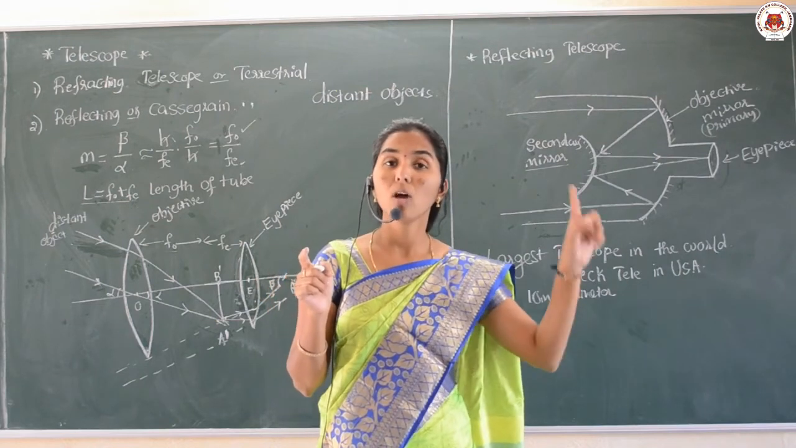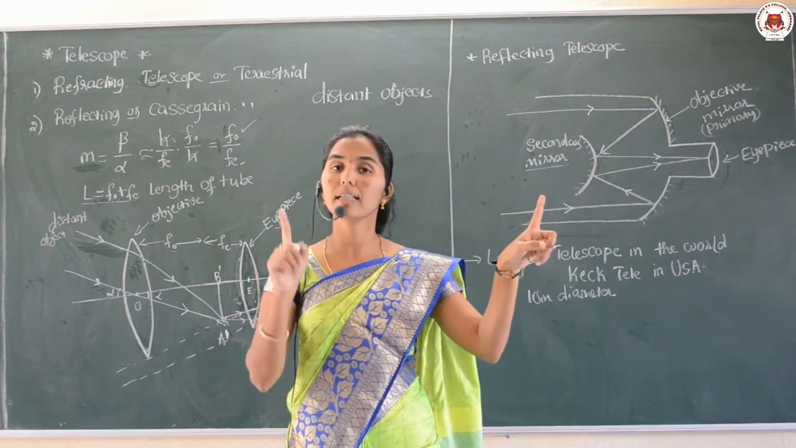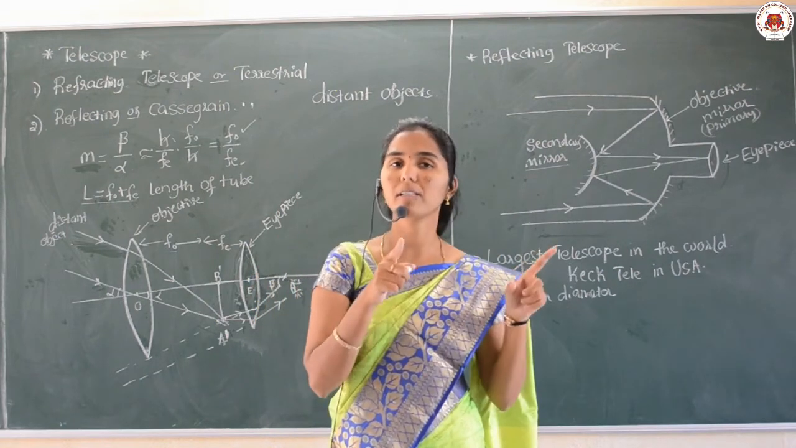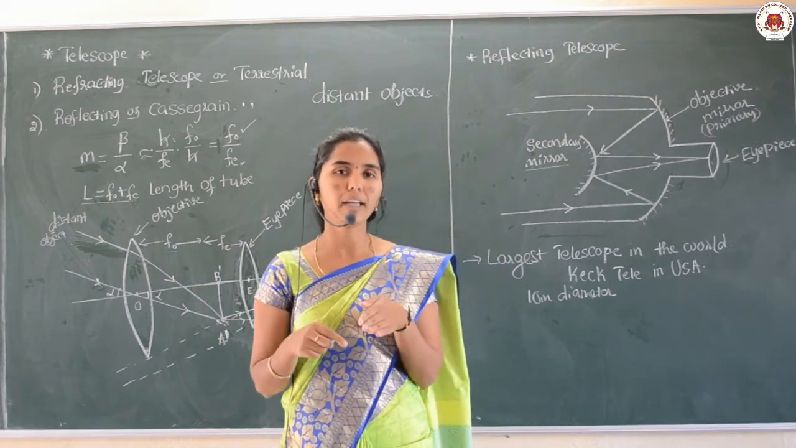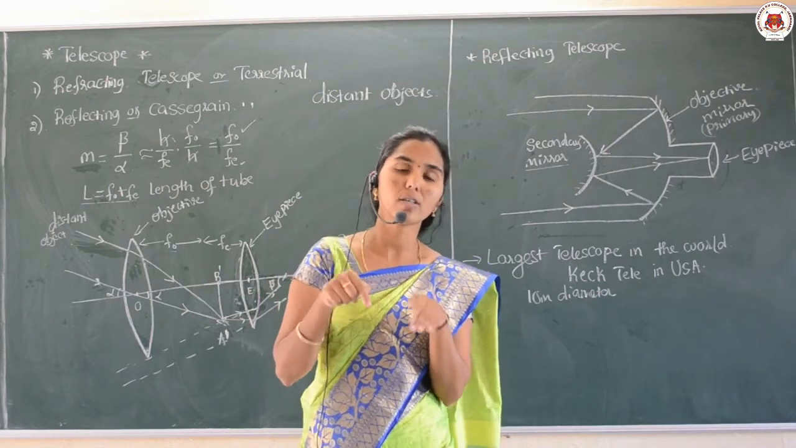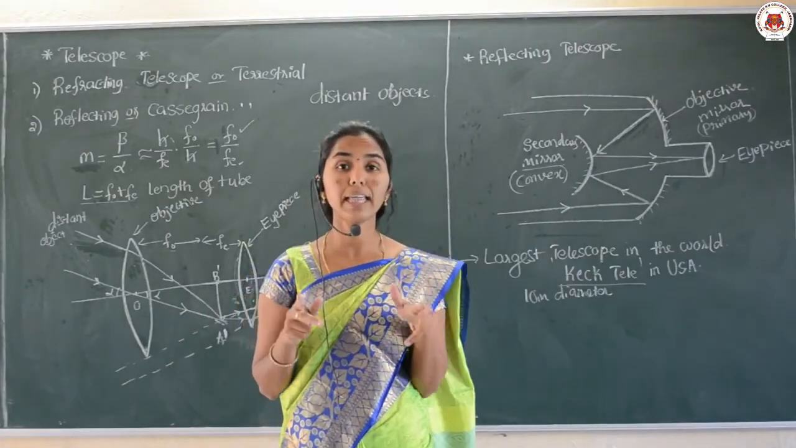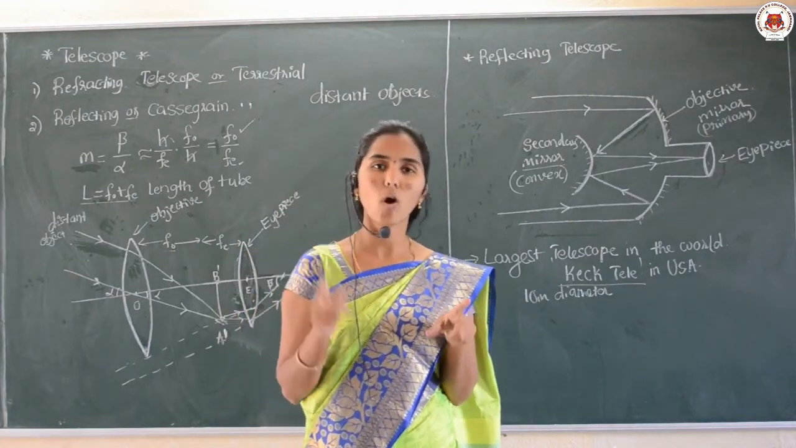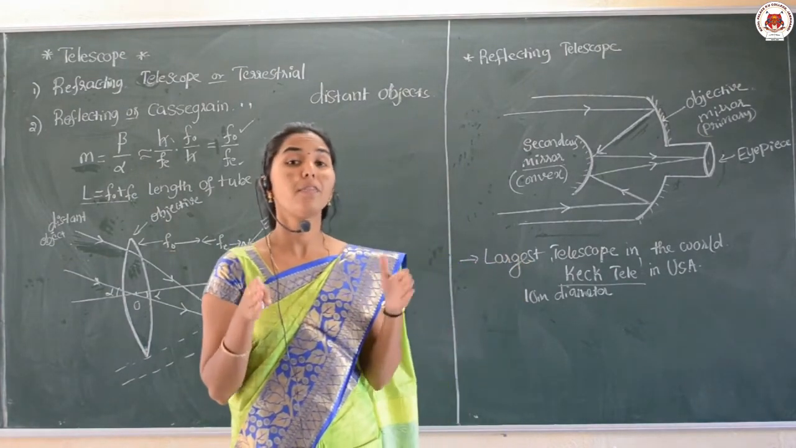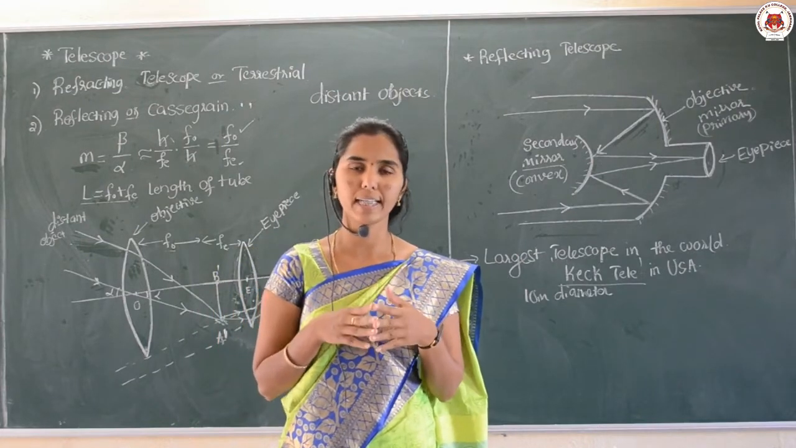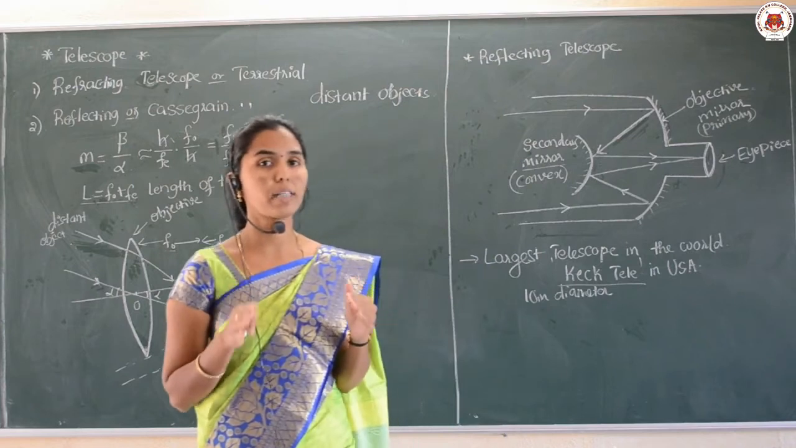Convex. Mirror means convex, lens means concave. Both are opposite. Both show the divergence of the light. Then concave mirror, convex lens. If the mirror is concave and the lens is convex, then remember that they converge the rays of light falling on them, right? So I hope you understood.